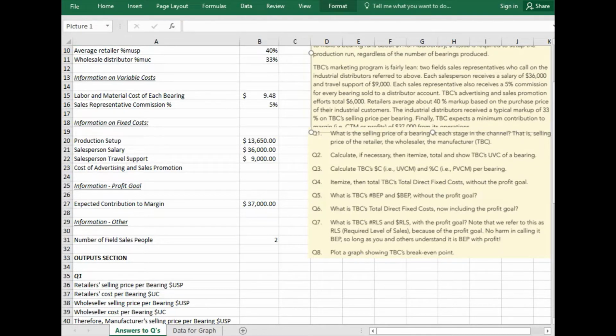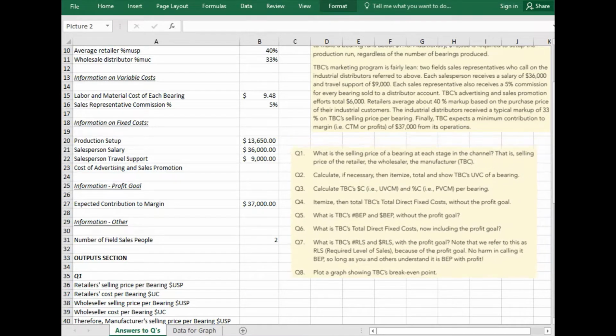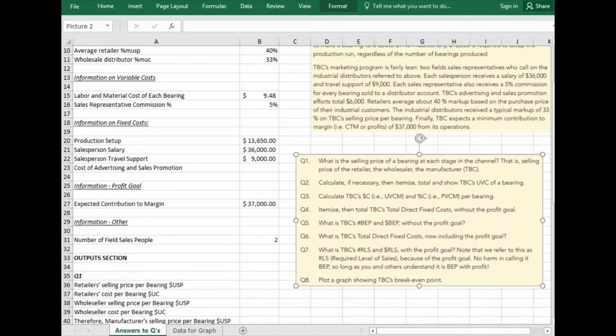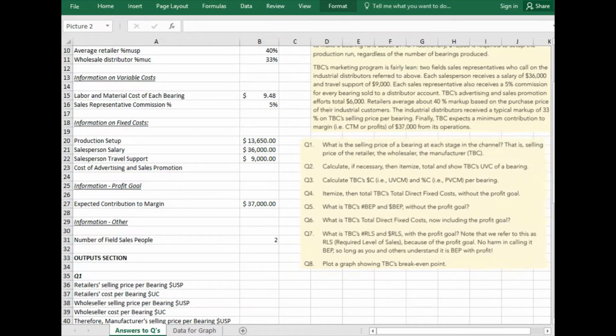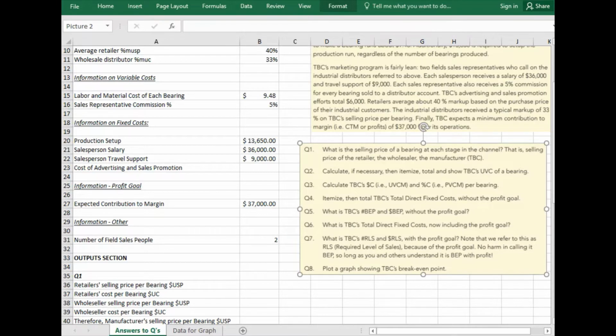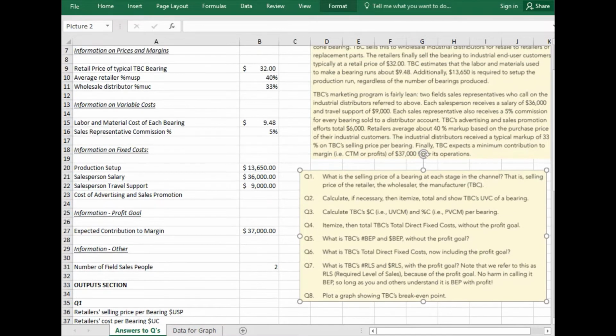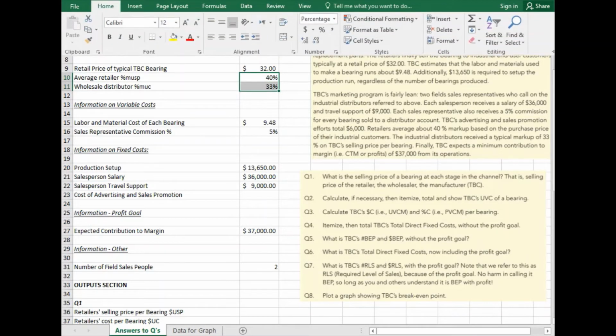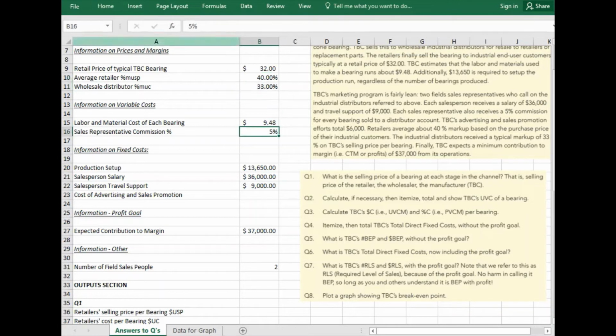working on our first question, which is, what is the selling price of a bearing at each stage of the channel. That is the selling price of the retailer. Remember, it says selling price of the retailer, selling price of the wholesaler, selling price of the manufacturer. So let's see if we can't go about this and handle it with the information we've got.